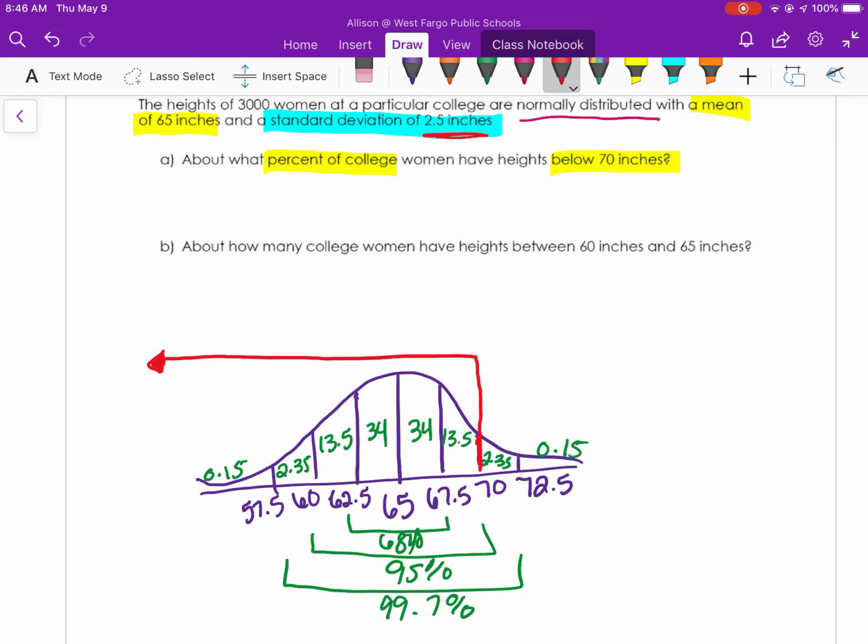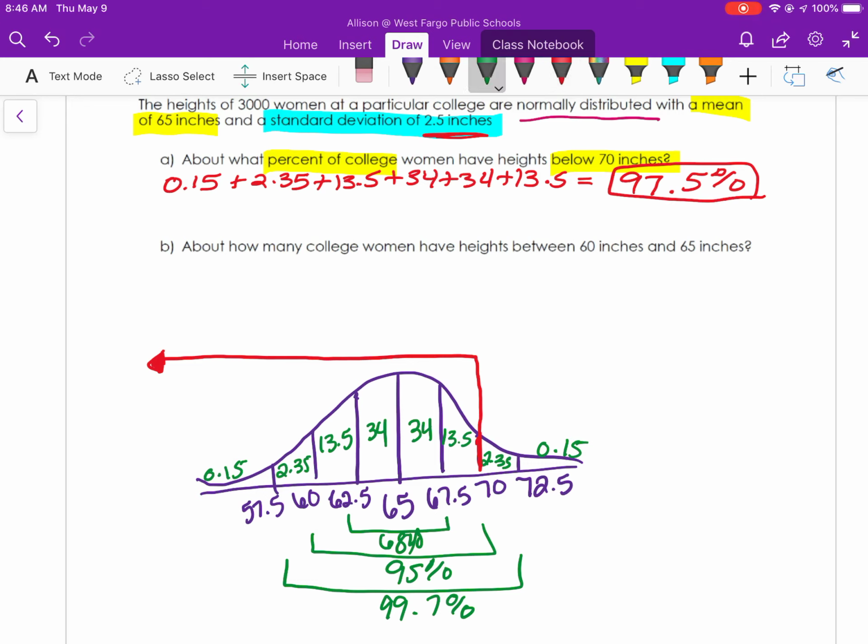So I could start by adding those up. 0.15 plus 2.35 plus 13.5 plus 34. Whoops. 34 plus 34 plus 13.5. And if you add all of those up, you're going to end up with 97.5%.